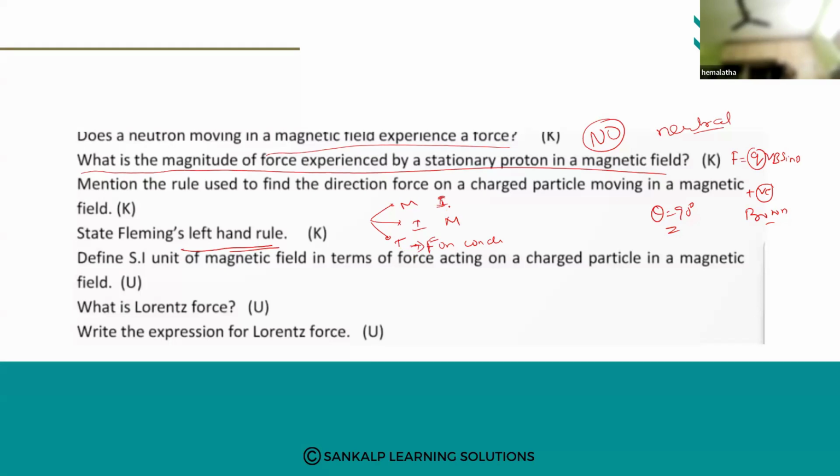Next one is define the unit of magnetic field in terms of force acting on a charge. Magnetic field has units like tesla and gauss. So we will go on writing them now. The question asked is: SI unit of what? SI unit of magnetic field. Very important: it is tesla. Gauss is not the SI unit. Magnetic field in terms of force, Weber.